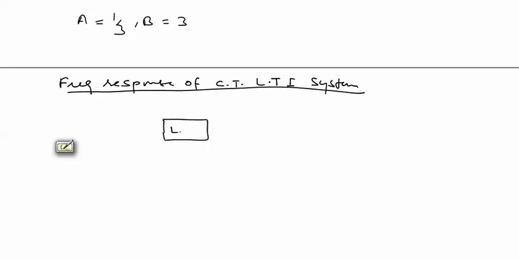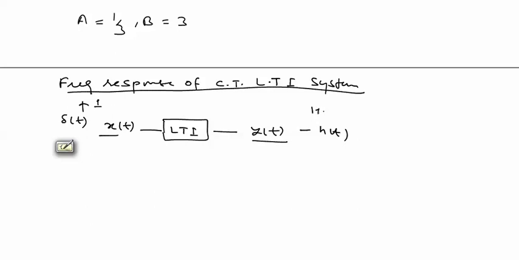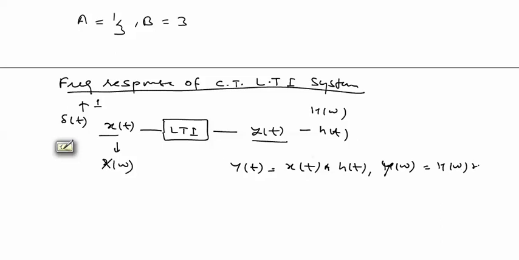An LTI system I am drawing here, some input is applied on it and we got some result, excitation and response. If the applied input is impulse, the result is impulse response. We took Fourier transform of it, result is H(omega). If input is not impulse, it is a general input, the result is x(t) convolution h(t). Taking Fourier transform, Y(omega) equals H(omega) X(omega).